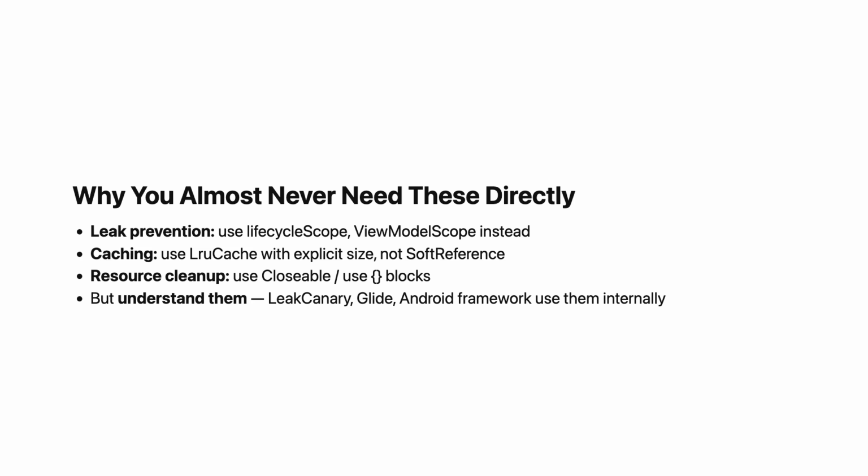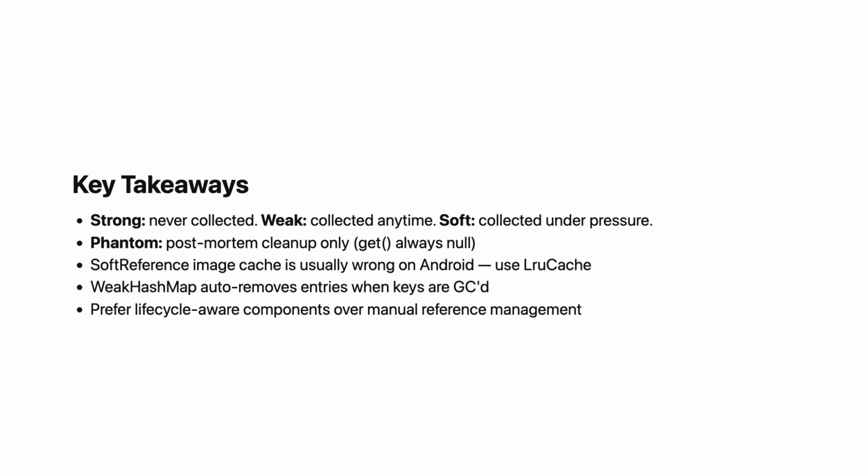Let us summarize. Strong references are the default. The GC never collects strongly reachable objects. WeakReference means the GC can collect anytime. Use it for leak-safe callbacks and observation without ownership. SoftReference means the GC collects under memory pressure, conceptually a memory-sensitive cache, but unreliable on Android in practice. PhantomReference is for postmortem cleanup. You cannot access the object, just know it is gone.